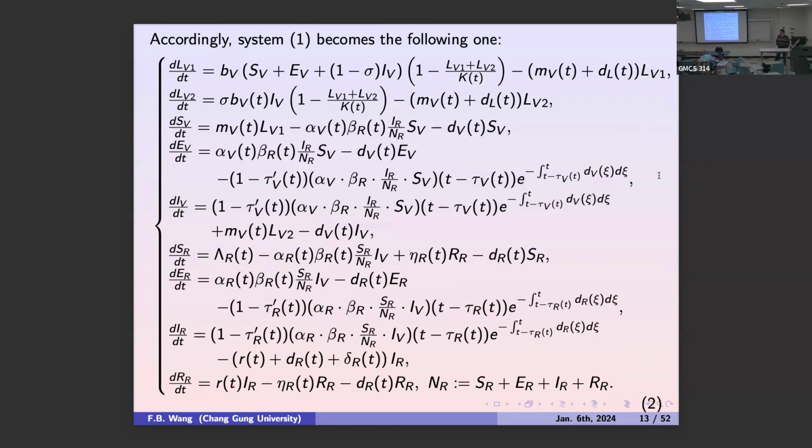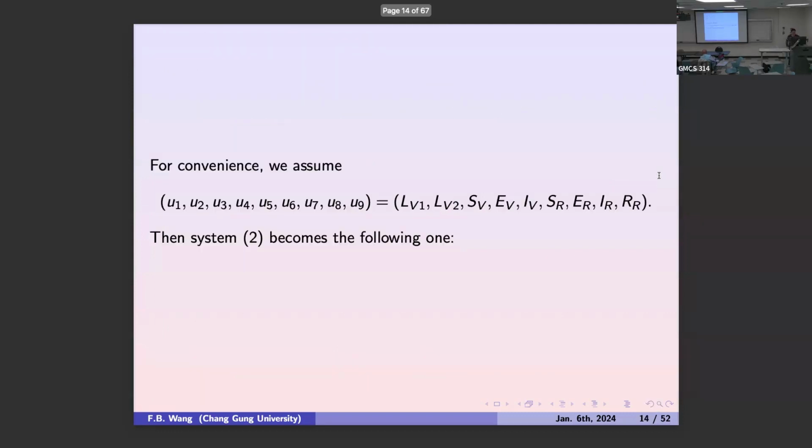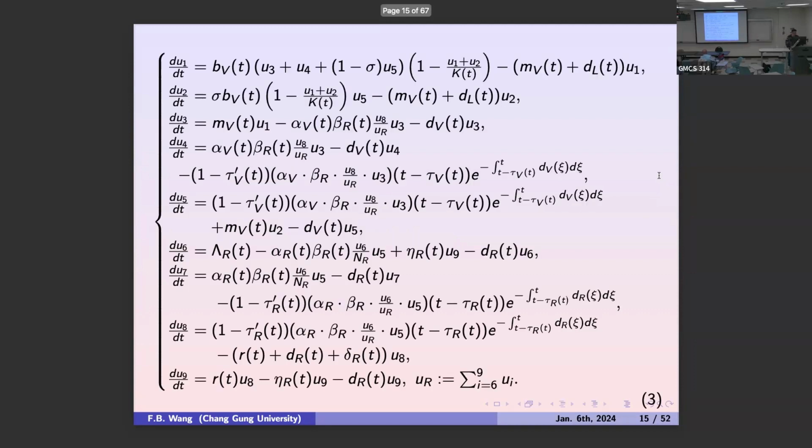Is that like a delay? Yeah, with delay. But the delay is not constant. So for convenience, we replace our notation by U sub 1, U2 to U9. Okay, and then it looks like this form. Of course, it's complicated.